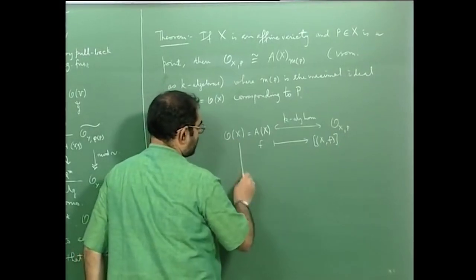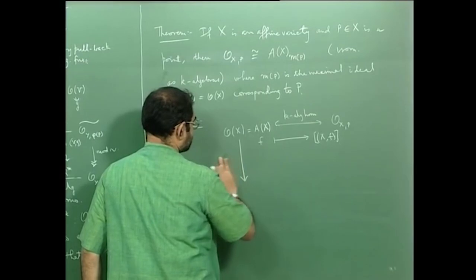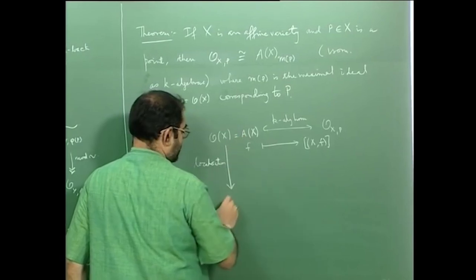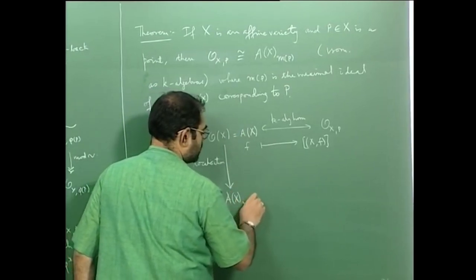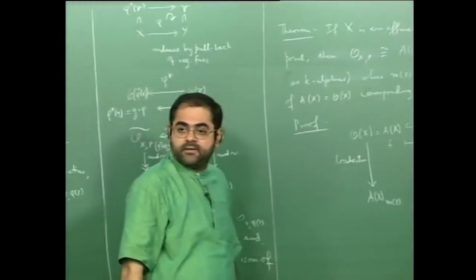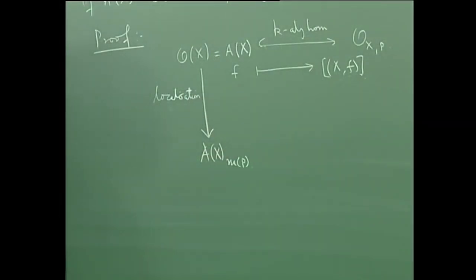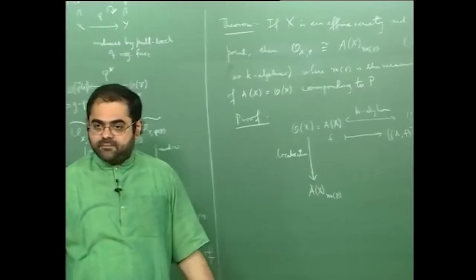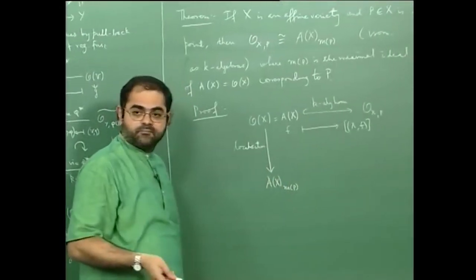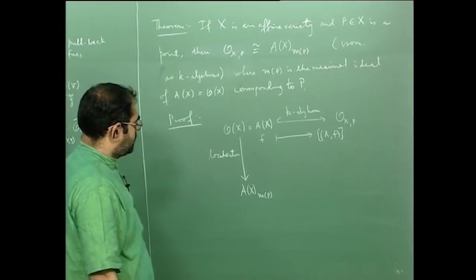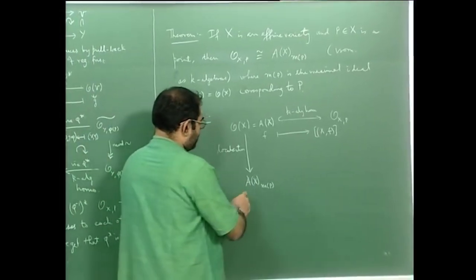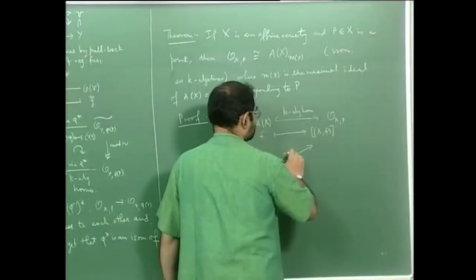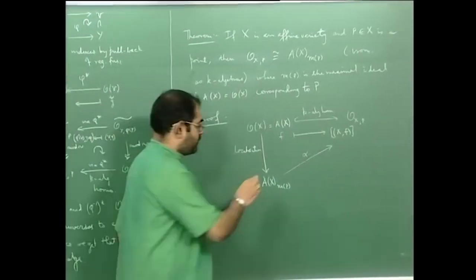Then you also have the localization map. This is the localization of this ring AX at the maximal ideal corresponding to the point P, okay. So of course, MP is all those functions in AX which vanish at P, that's all, okay. It's a maximal ideal, right. And so the fact is that you get a map alpha like this, because of the universal property of localization, okay.